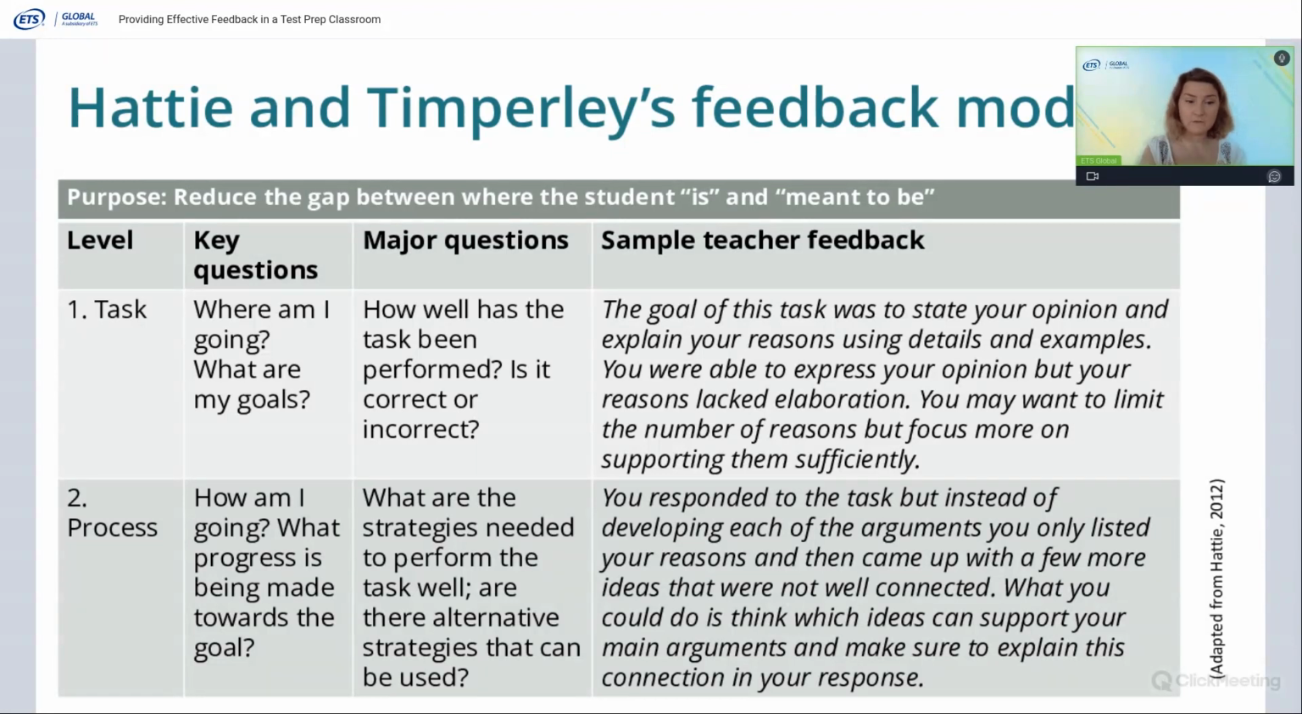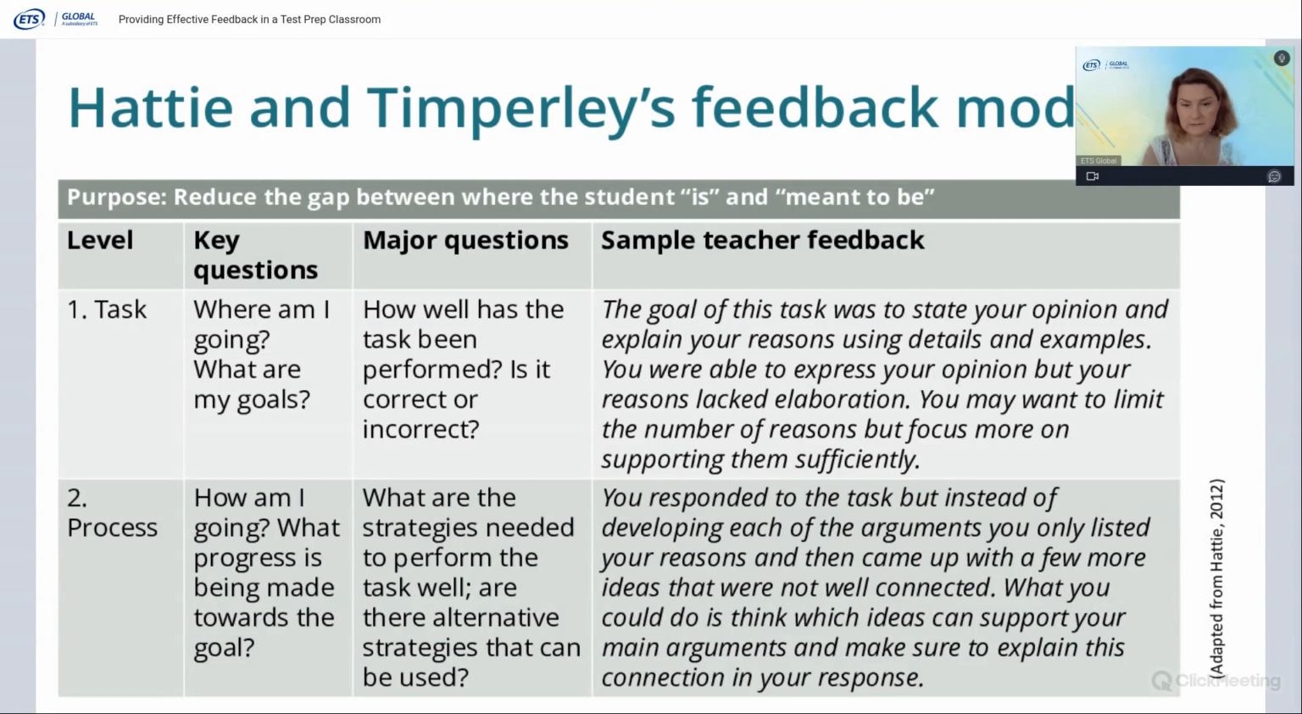Then the feedback can be given also on the process level. So how am I going? What progress is being made towards the goal? What are the strategies needed to perform the task well? Are there alternative strategies that could be used? And here a specific feedback on the process level could be something like this.